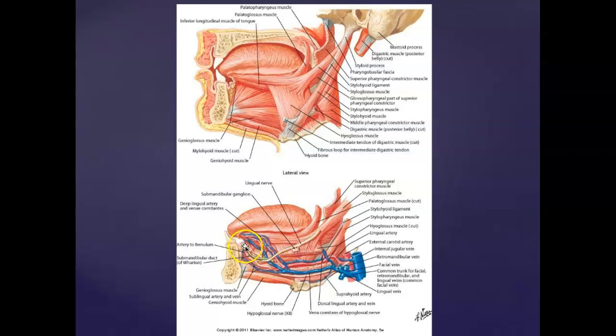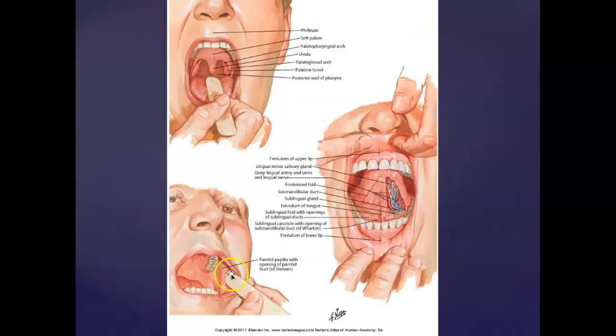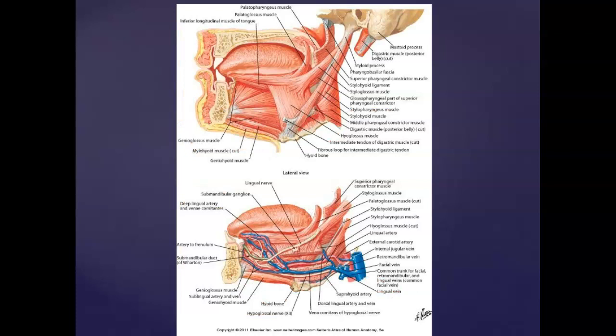And here you can see where the submandibular duct is going to exit the mouth just lateral to the lingual frenulum. If I go back to this picture, here you can see where that is. The sublingual opening, the submandibular duct opening, or Wharton's duct as sometimes it's called. So there's that there.